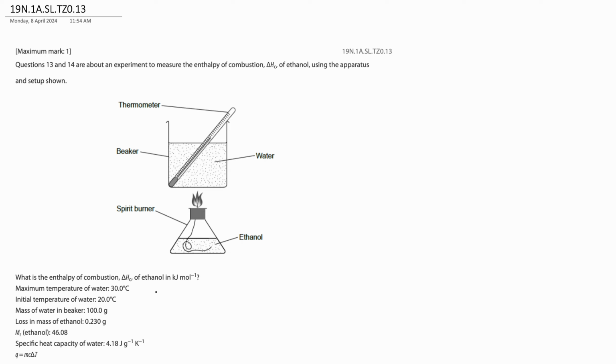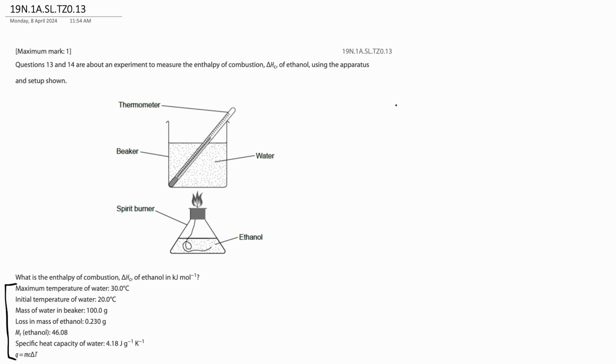They've given us some valuable information, so I will just highlight them. We have the maximum temperature, initial temperature, mass of water, loss in mass of ethanol, molar mass of ethanol, and the specific heat capacity of water, along with an equation Q is equal to MC delta T. Okay, they're asking us for the enthalpy of combustion, HC.